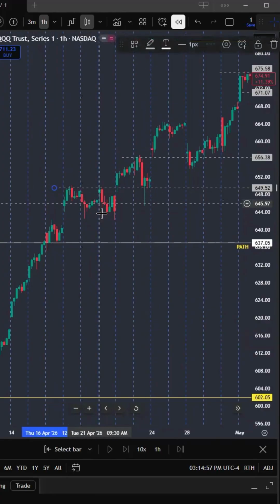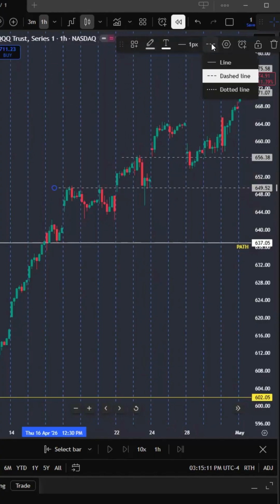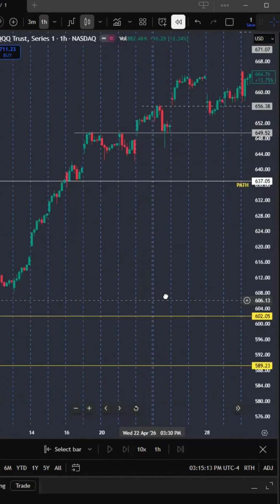And as you can see, we have 1, 2 days that price stalled out there. And then the next day it came up, pulled back to that level, and bounced off of it. So that it's just a really clear level to me. It's probably a little stronger than a dotted line. Okay.